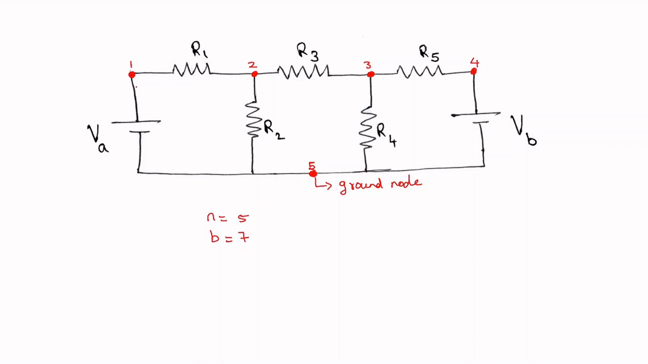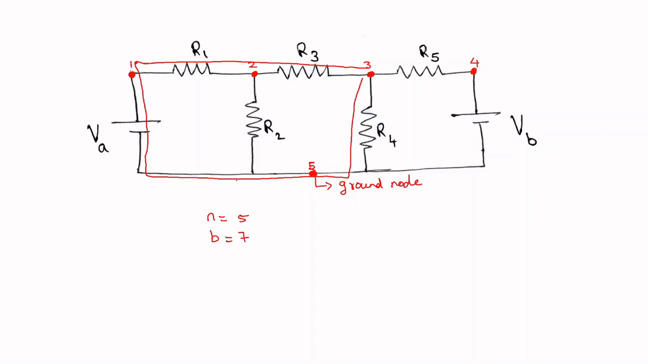Coming to the definition of a loop, any closed path in the circuit can be called a loop. So let me show one loop here. I will start from this node. So this is a closed path, isn't it? Coming from R1, R3, going through R4 and again going through VA and closing at this point. This is a closed path, so I can call this a loop.